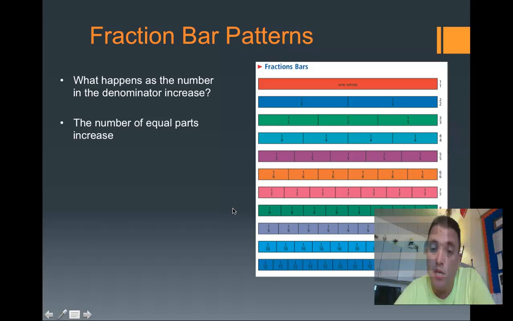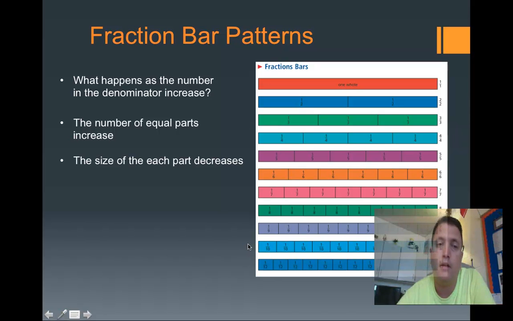Well, the number of equal parts increase. So here I've got 2 equal parts, but way down here I've got 12 equal parts. You'll also notice that the size of each part decreases or gets smaller. All right. So if I compare 1/2 way up here, okay, if I look up here, I've got 1/2. This is my 1/2, right?